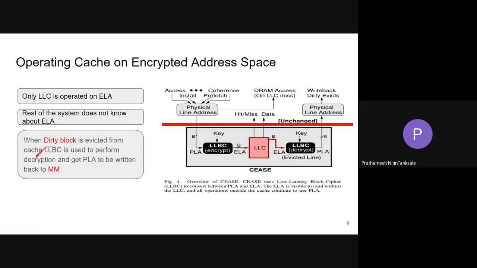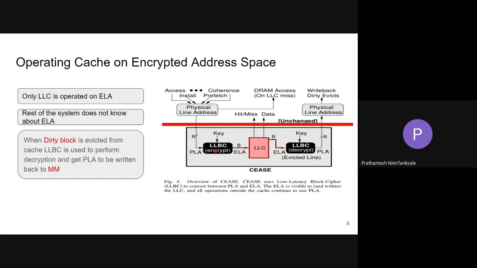Let's take an example of a dirty block and see what happens. If we have indexed with the ELA and there is no space for that particular block, we have to kick some block out and make space for it. The victim block, when we evict it, still has the encrypted line address, which is not known to the main memory. So we use a decryption function, the low-latency block cipher decryption function, which converts this ELA back to the PLA, and then the writebacks and dirty evicts happen in the main memory. So this is completely isolated.